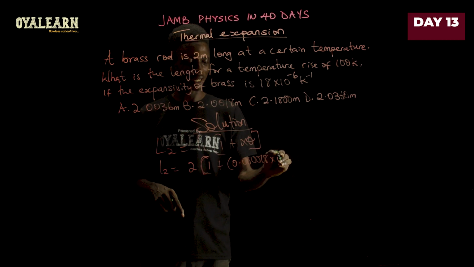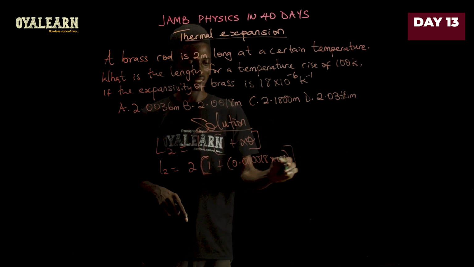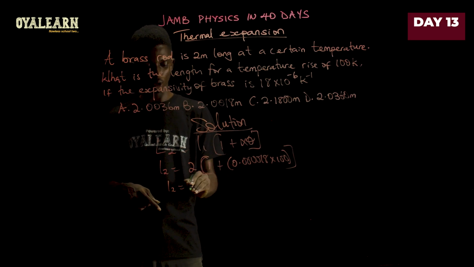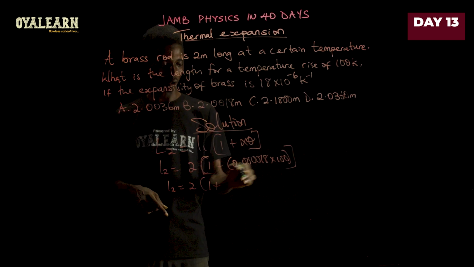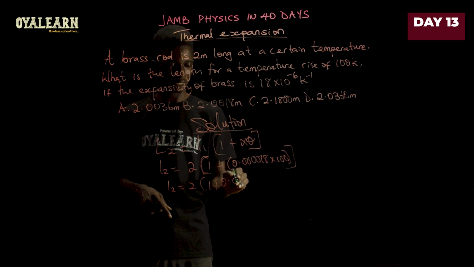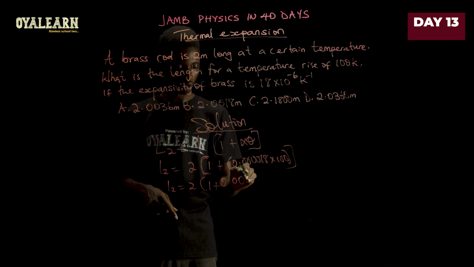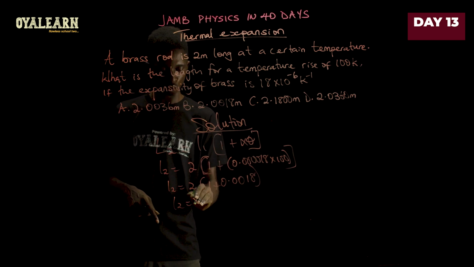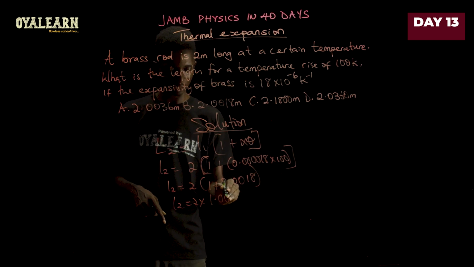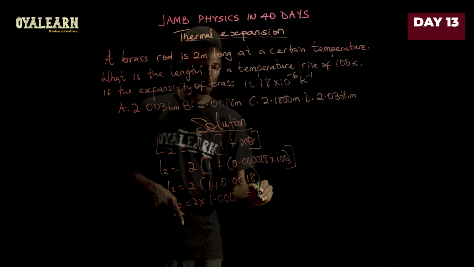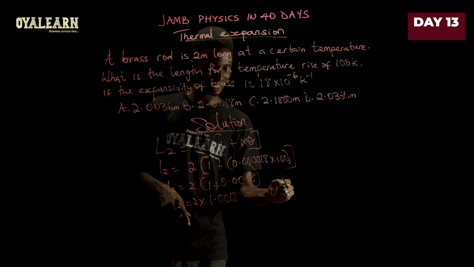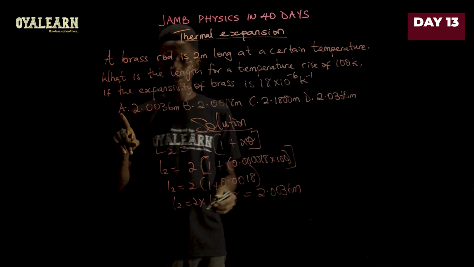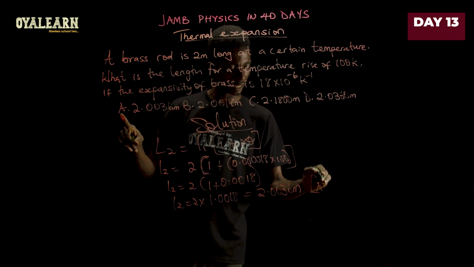We can put that in normal form as 0.000018. Now multiply that by 100, which is the temperature rise that we are given in the question. So L2 therefore becomes 2 multiplied by 1 plus, this will give you 0.0018. So L2 is basically 2 multiplied by 1.0018, and this will give you 2.0036 meters. Now considering the options we have, that is option A.